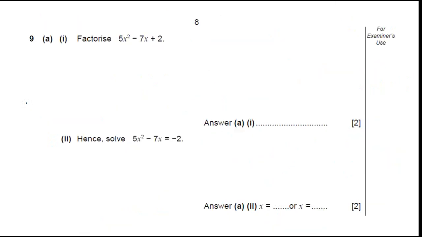Good. Question 9. Factorize. We are not using the quadratic equation formula here because we are not solving it there. We are supposed to factorize. So, two numbers multiply together, they give you what? 10. And if you add those numbers, they must give you -7. What are the numbers? -2 times -5 will give you 10.